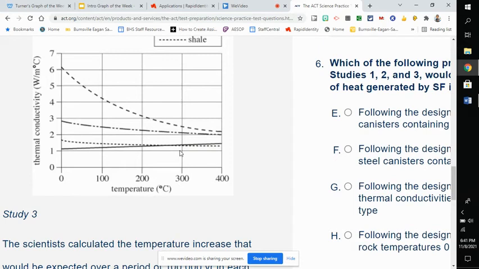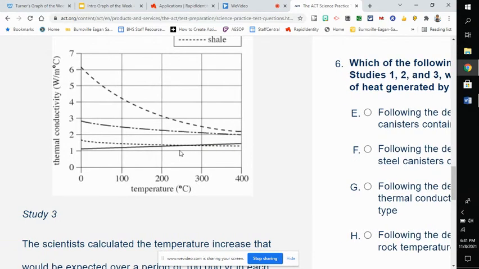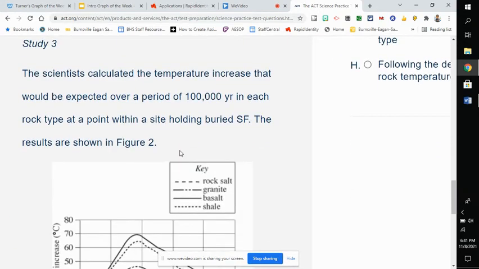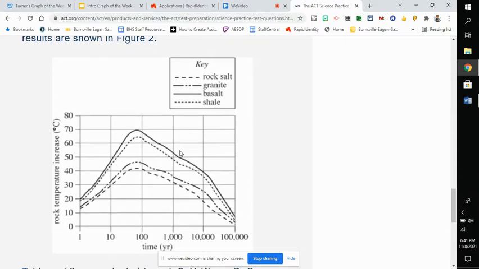Okay, let's look at study 3. I'm going to keep it zoomed in. The scientists calculated the temperature increase that would be expected over a period of 100,000 years in each rock type at a point within a site holding buried spent fuel. The results are shown in Figure 2. So let's take a look at this graph.